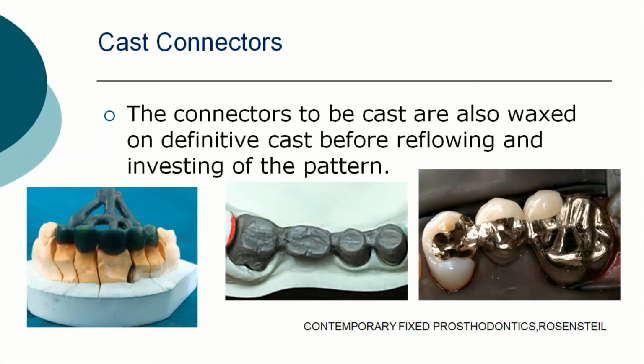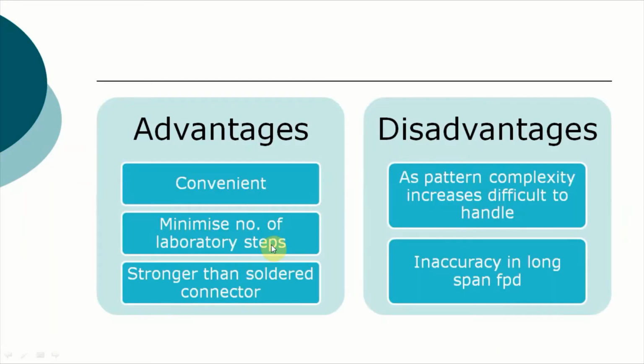Okay. Then coming to cast connectors, it is the most commonly used. These are cast along with the wax pattern, waxed on the definitive cast, and then the whole FPD will be cast in one go. Thus we will get a strong connector in between, and we can shape the connector while waxing up. The advantage of the cast connector is that it is convenient and has a minimal number of laboratory steps, and it is stronger than a soldered connector.